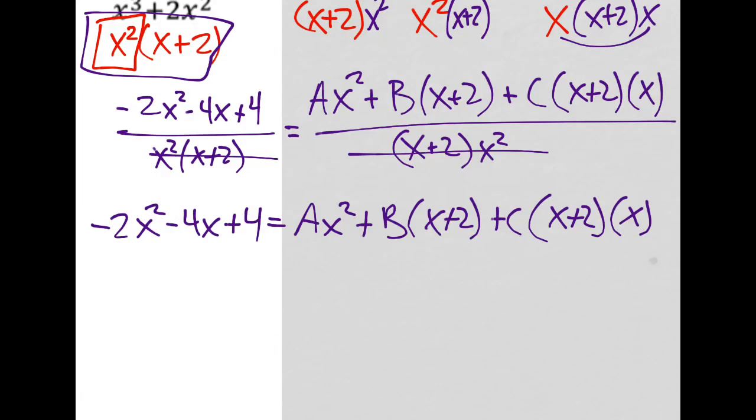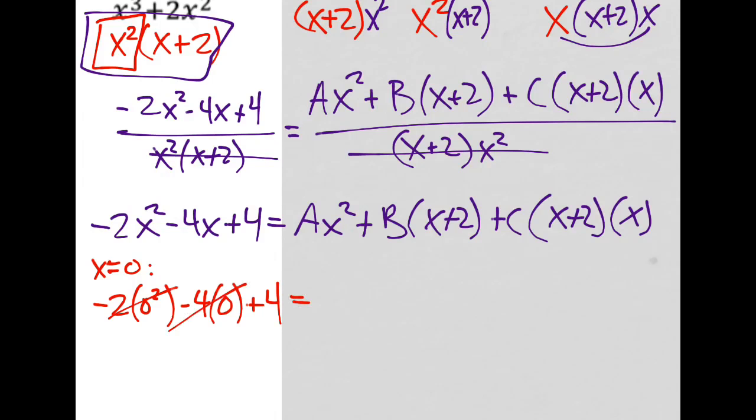Let's choose the x value of 0. Let's say x equals 0. Then what happens? Well, I have -2 times 0 squared minus 4 times 0 plus 4. So those are both gone. I'm just left with 4 on the left.